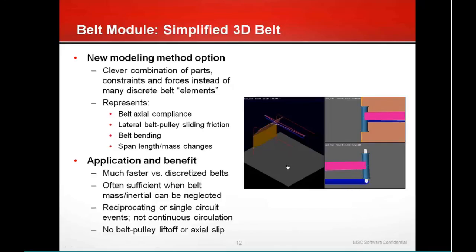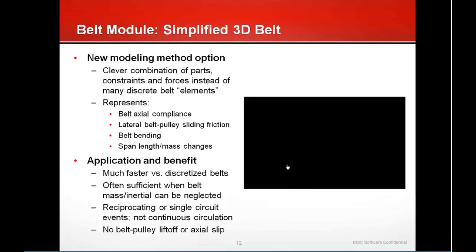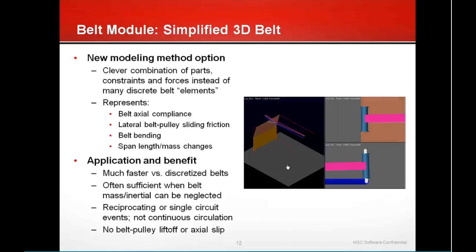So this is a much faster option, really intended for cases when the mass and inertial effects of the belt can be neglected. You really only need those when you're looking at transverse dynamics, the belt bouncing around in the spans, catenary effects, or other cases where the mass and inertial properties of the belt are significant to the problem you're trying to solve. When they're not, that kind of a model is overkill, and this is going to run much faster. It's really aimed at a reciprocating or simple circuit event, so it's not the kind of thing where you want to have this belt running multiple circuits over and over.